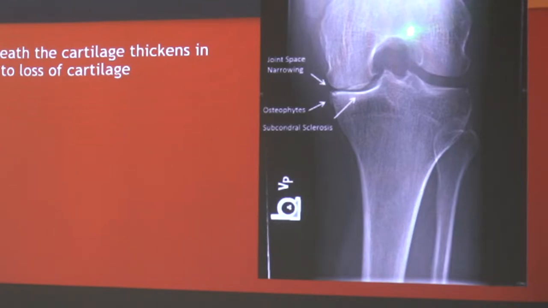As a response, the bone just below this cartilage area gets sclerosed and you can see it's more white than the rest of the bone, what we call subchondral sclerosis. And you will find small osteophytes, small bones, elsewhere.